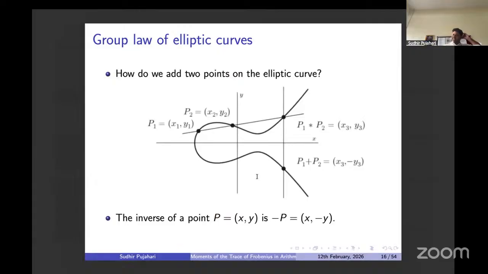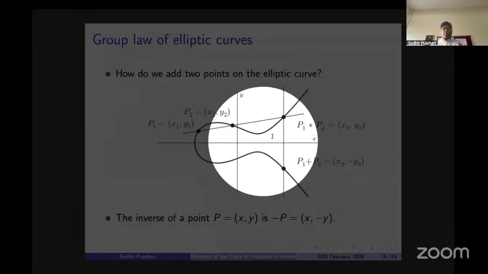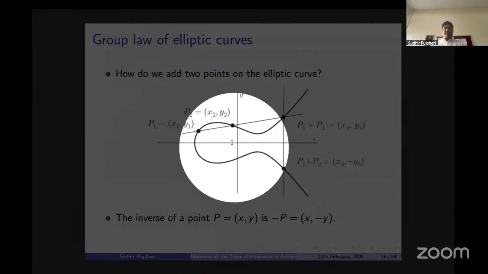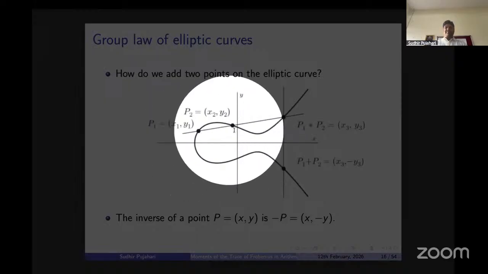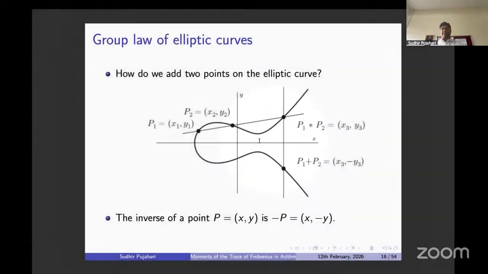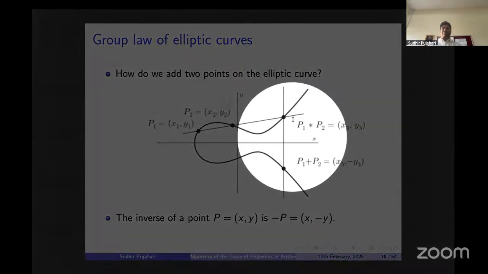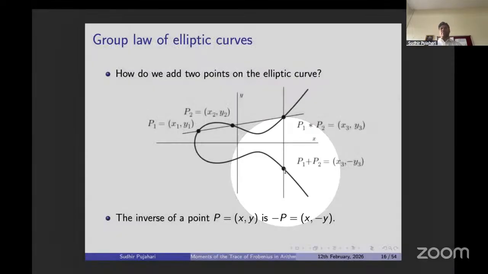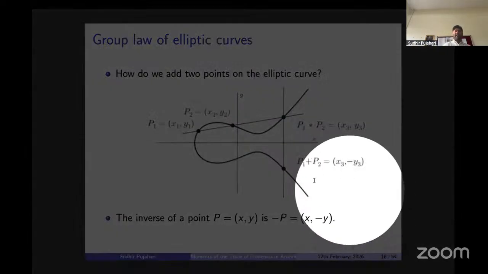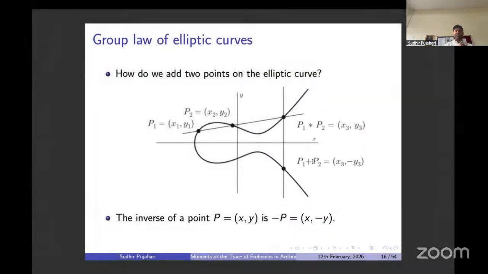So what is the interesting thing about elliptic curves? There is a group structure inside them. How do we define a binary operation? Choose two points, let's say P1 and P2, and draw a straight line, look at the third point where the straight line intersects the curve, and take the reflection of that. That we define as this binary operation, P1 plus P2.